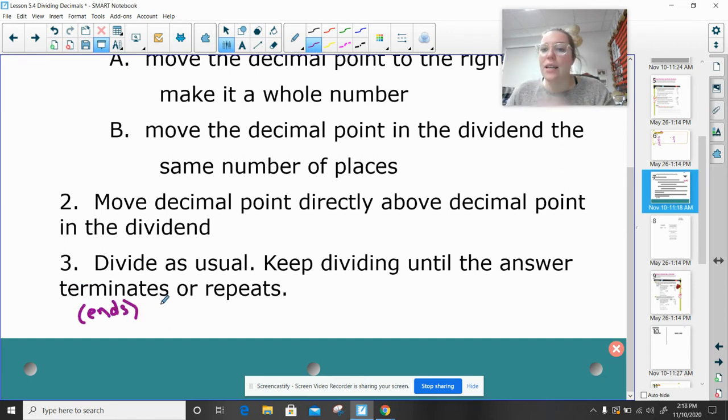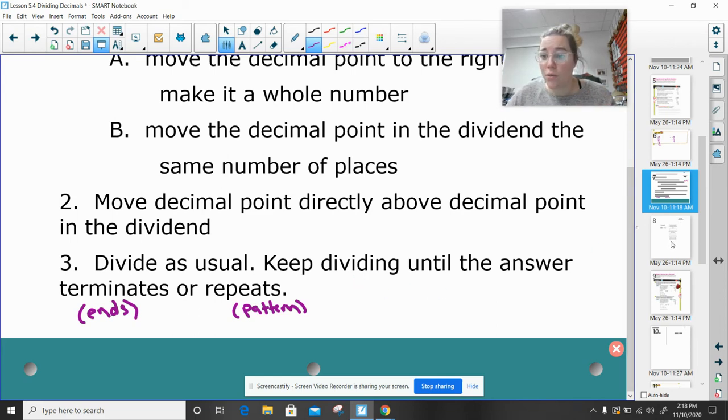So if it ends with a remainder of 0, we have to keep going until we get a remainder of 0. That means it terminates. Or it repeats, which would mean we'd find a pattern. So we find that the answer keeps going 0.42, 42, 42. If we see that pattern, then we can stop because we see it's going to continue forever, and we don't want to divide numbers forever. So divide as usual, keep going until the answer terminates or repeats. It's really not very complicated.